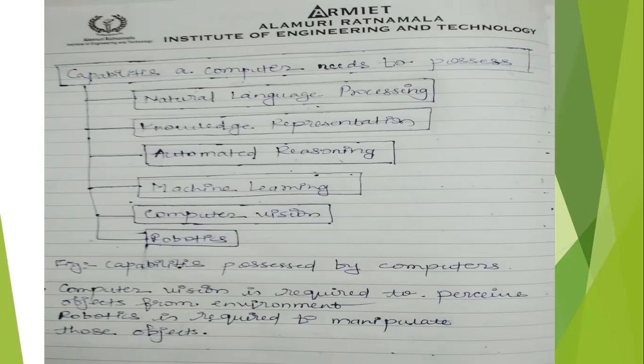And after that, next is robotics. Robotics is required to manipulate those objects. Means robotics is used to manipulate or respond to the environment by manipulation of the objects. So this was the introduction to artificial intelligence.